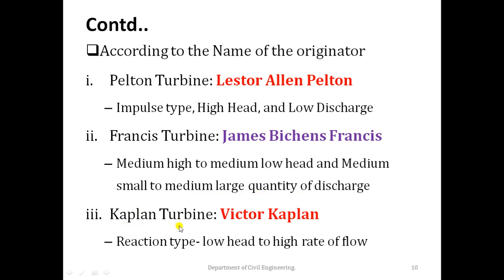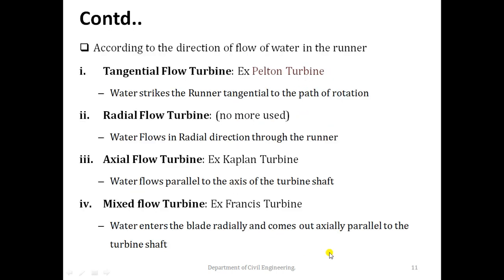Coming to Kaplan turbine. Kaplan turbine was designed by Dr. Victor Kaplan, who was an Austrian engineer. This turbine is a reaction type of turbine. It requires low head and high rate of flow. Now, according to the direction of flow of water in the turbine, the turbines have been classified into tangential flow turbine. The example for it is Pelton turbine.